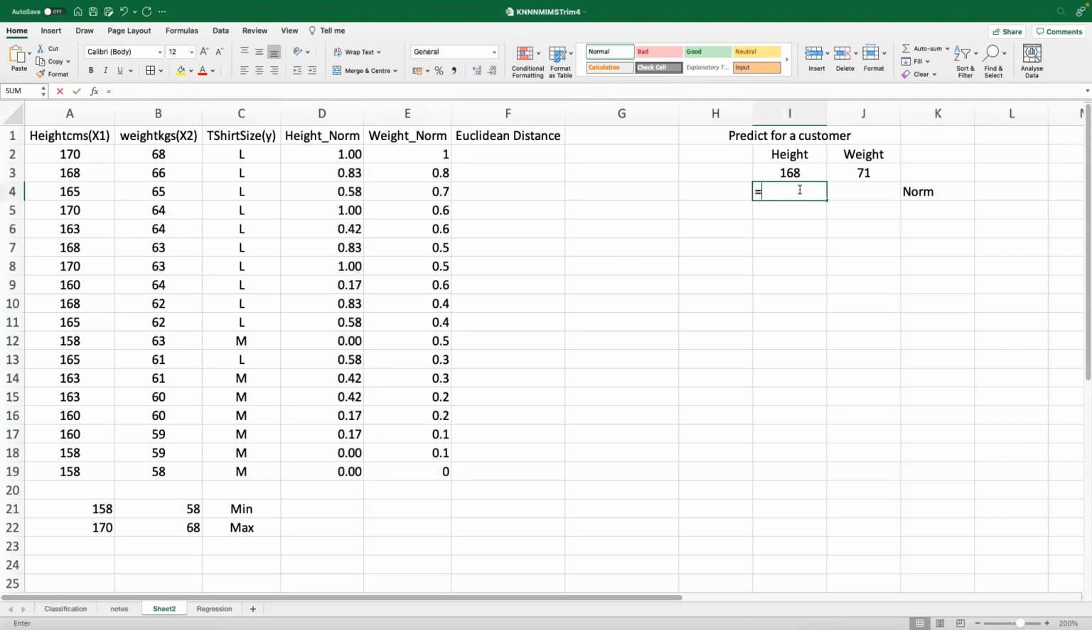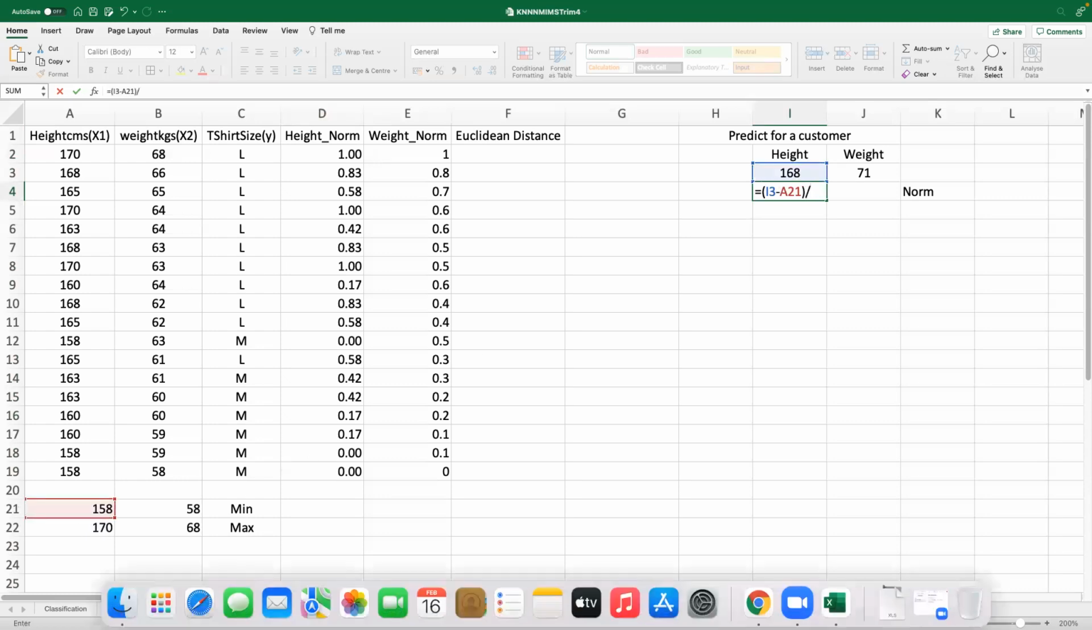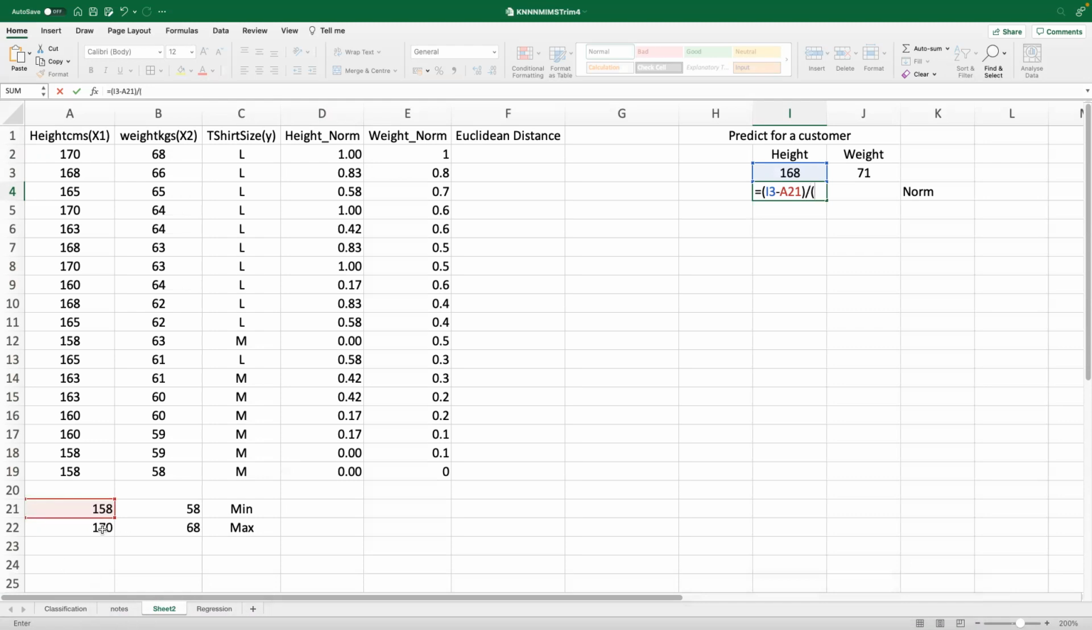Now you have to normalize this also. X minus x min divided by x max minus x min. This also is equal to open bracket x minus x min divided by open bracket x max minus x min. We have normalized these two values also.